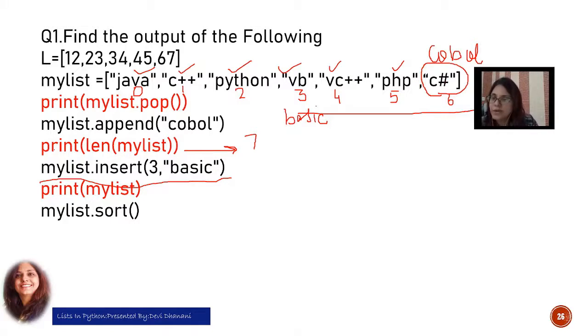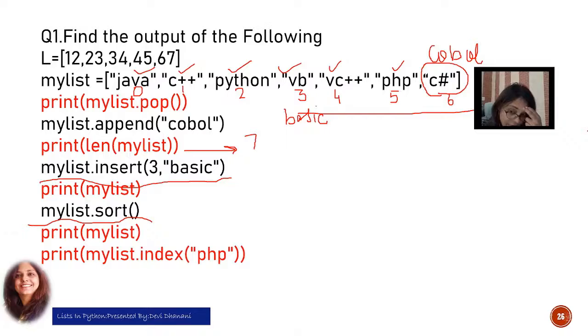If I give this command mylist.sort, you will see that the elements will be sorted in alphabetical order, in ascending order, and since it is a list of string values, it will be in alphabetical order.